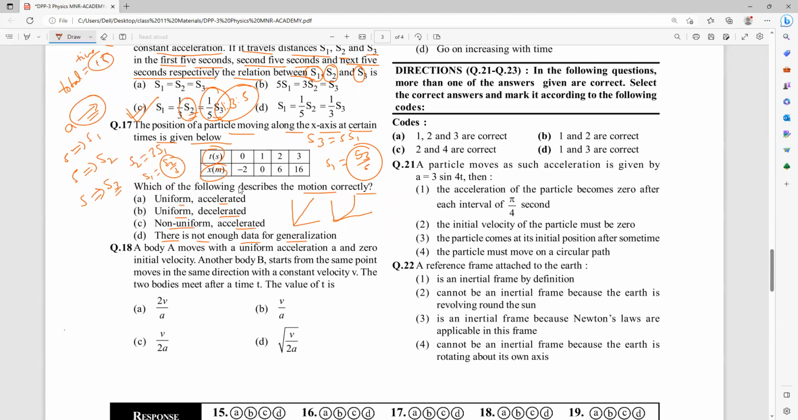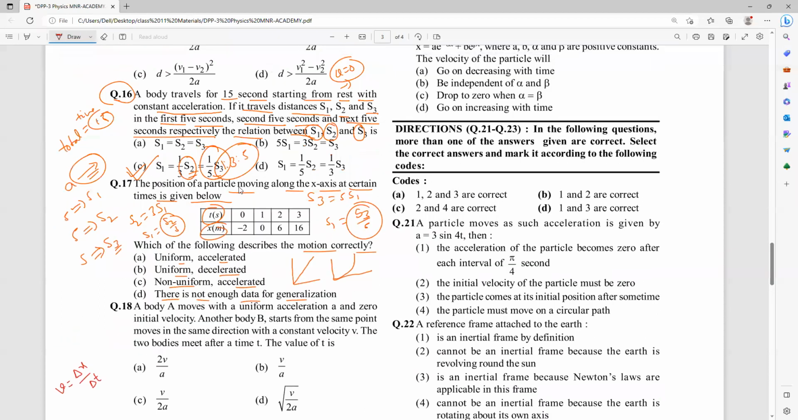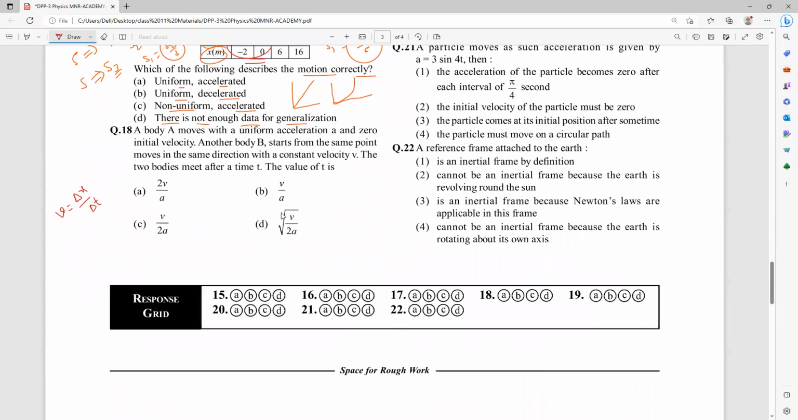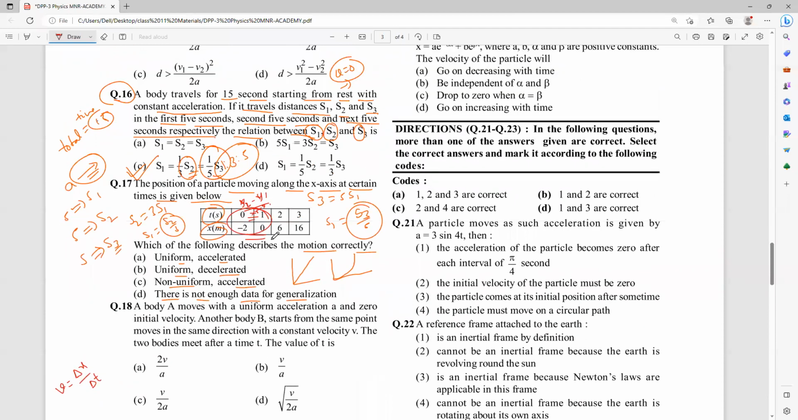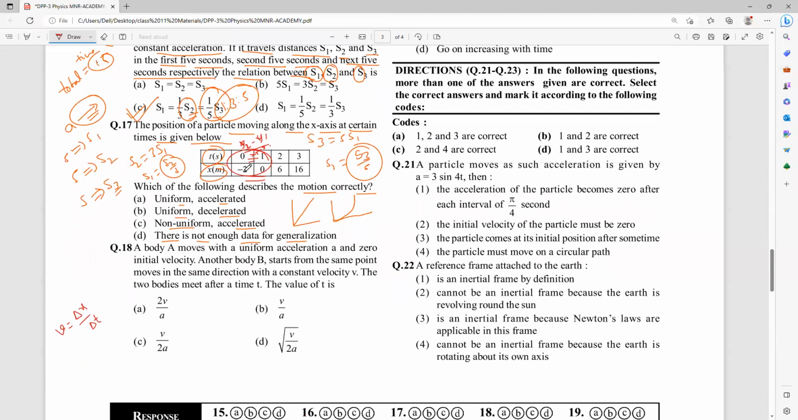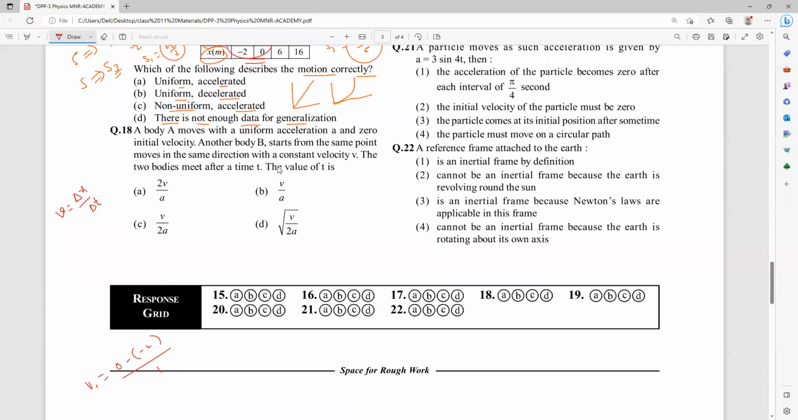We know if you want to find the acceleration, we want to find the velocity. So velocity is equals to what? dx by dt. They have given the data, so we can find the slope. Slope is equals to y2 minus y1 divided by x2 minus x1. Verify the first two data, what will come? v1 is equals to 0 minus minus 2 divided by 1 minus 0. Is it right or wrong? Yes, sir. That is 2 by 1. What is the velocity? 2 meter per second.